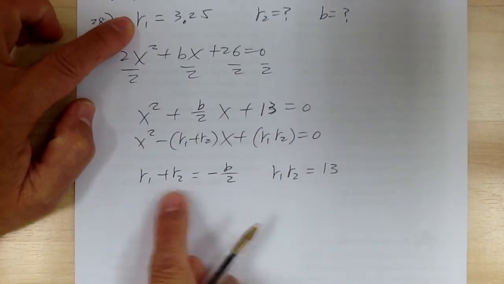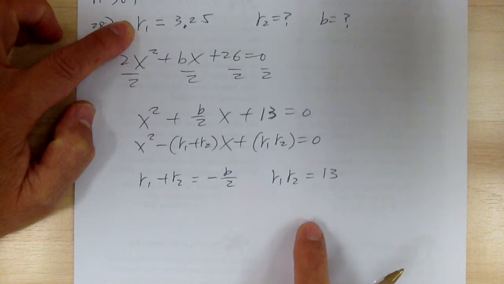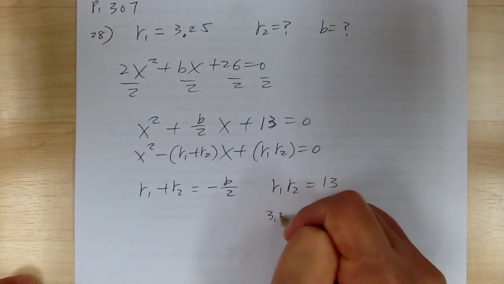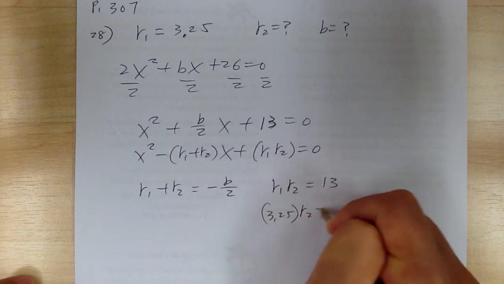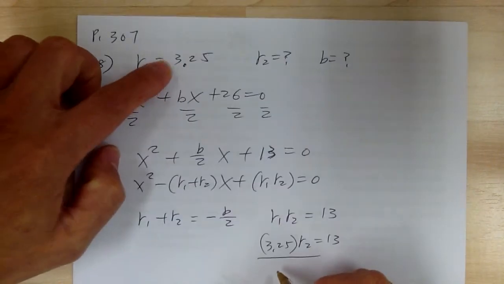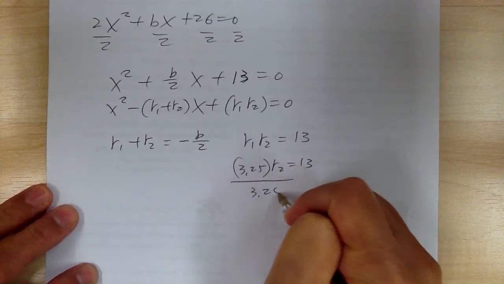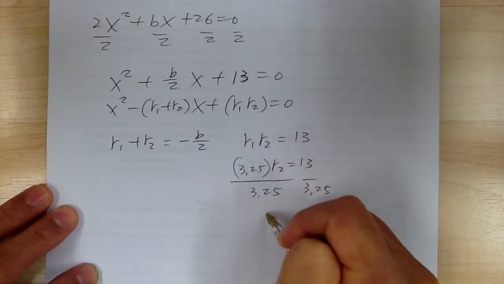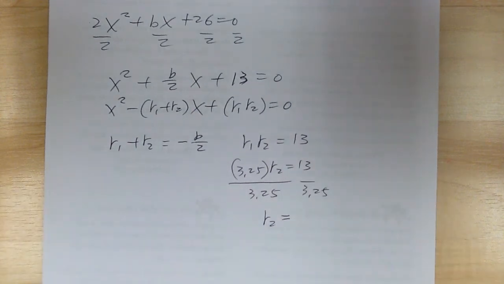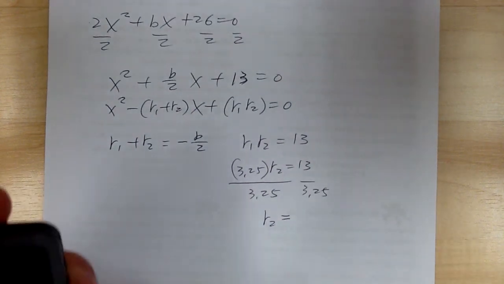You just match. In this case, you know R1, so you have to figure out which equation to use first. They give you R1, so substitute. You can substitute from here and divide by 3.25. So R2 is equal to, let me get the calculator and punch in the numbers.